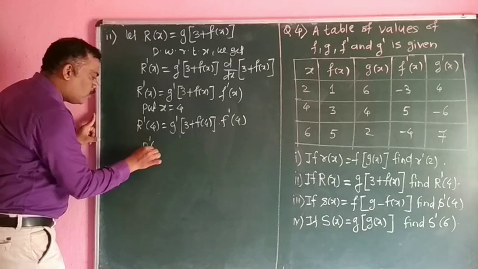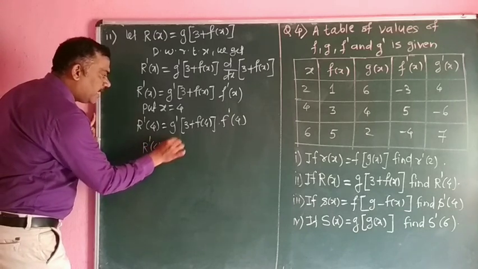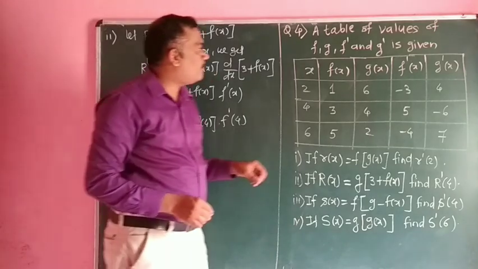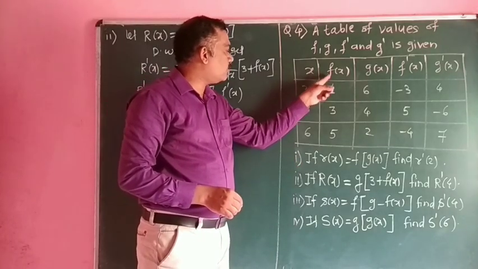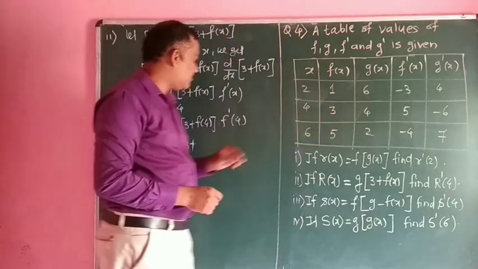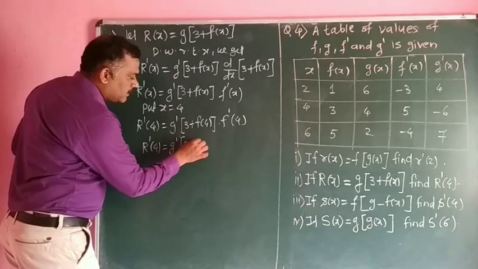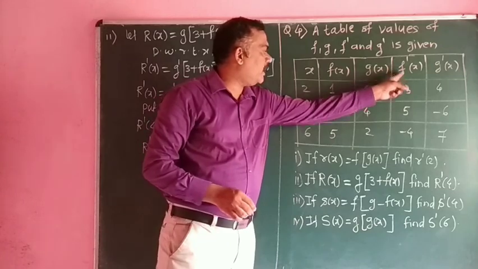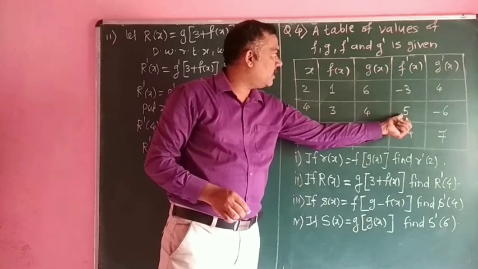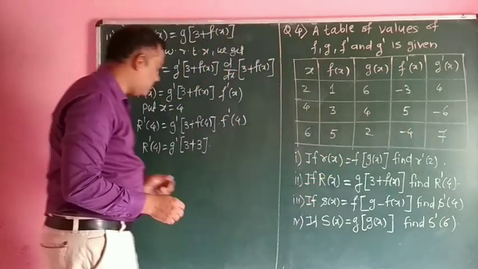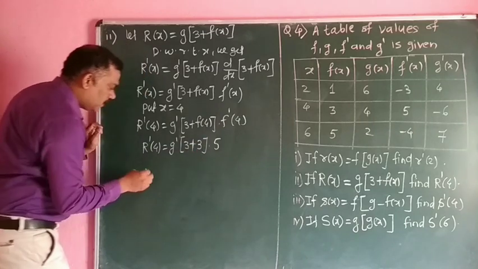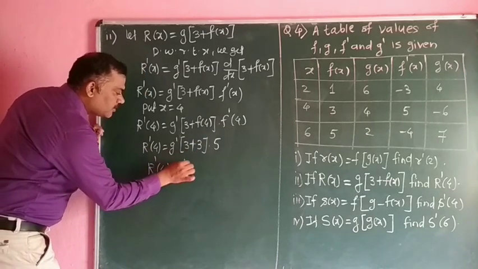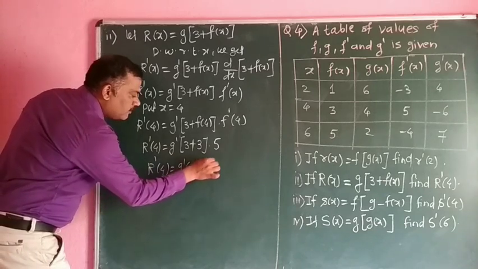R dash of 4 is equal to g dash of 3 plus, what is the value of f of 4? For x is equal to 4, f of 4 is nothing but 3. That is 3 plus 3 into f dash of 4. Here we are given f dash of x. For x is equal to 4, f dash of 4 is nothing but 5. That is into 5. So R dash of 4 is equal to g dash of 6 into 5.